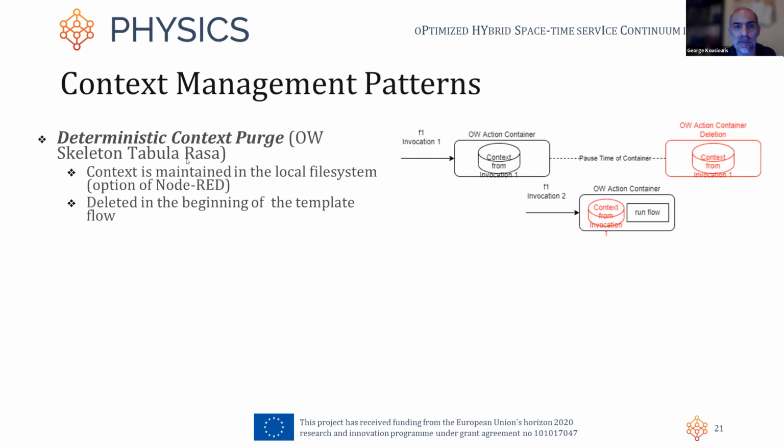The tabula rasa skeleton pattern. In that case, what is done by the pattern itself, the provided interface that we give, is that we clean up any context between different executions. So the flow itself can be executed without any context reuse aspects because it's cleaned by the pattern itself in the beginning.